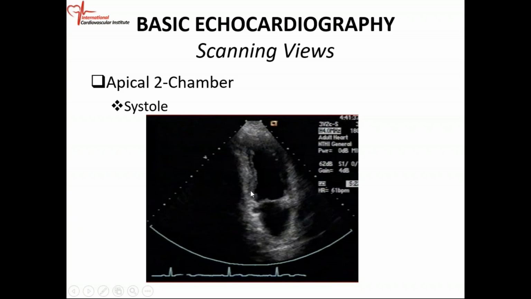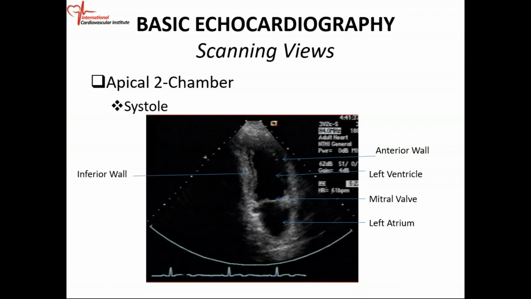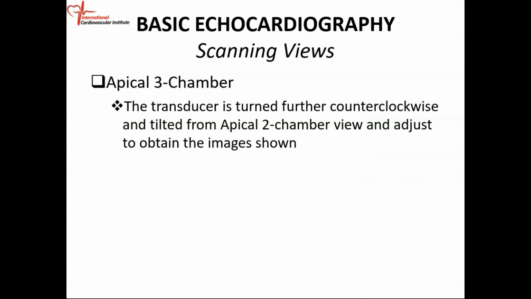So this is the image you're shooting for. This is your inferior wall right here, and this is the anterior wall. LV cavity is right there, the mitral valve is right there, and this is your left atrium. Okay, anterior wall, left ventricular cavity, mitral valve, left atrium, inferior wall. Knowing these different structures that make up the different walls, knowing the structures in the different views, is very important, okay?